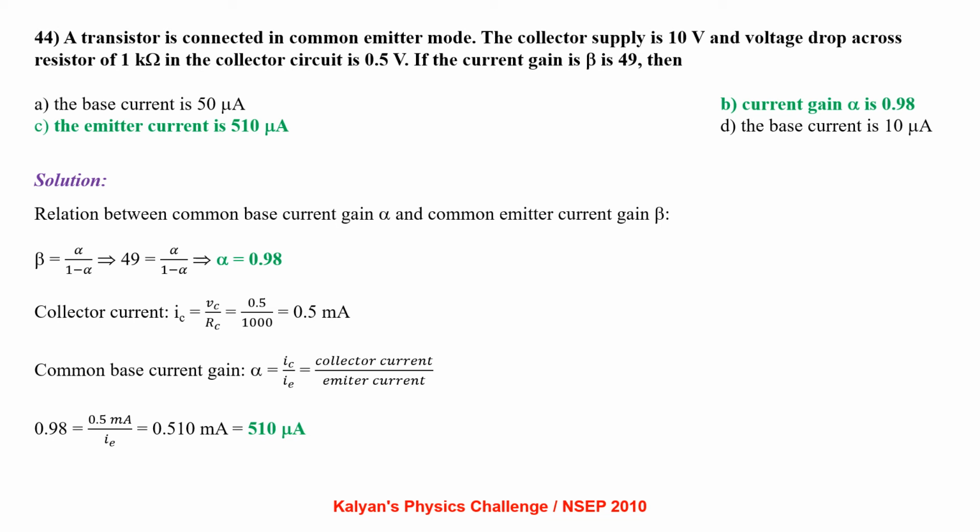Given collector current IC equal to VC by RC, that comes to be 0.5 milliampere. Common base current gain alpha equal to IC by IE, that is collector current by emitter current. 0.98 equal to 0.5 milliampere by IE, from which we get emitter current equal to 510 microampere.